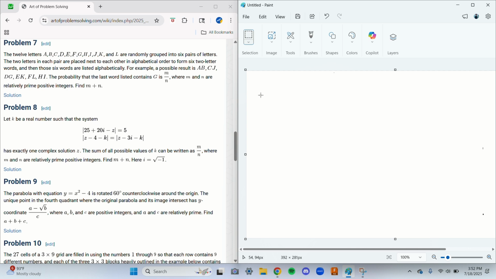Okay, so basically the last word has 2 different letters, right? So G can either be the first letter of the last word, or G can be the second letter of the last word. So let's just do casework on that. So case 1, G is the first letter of the last word.